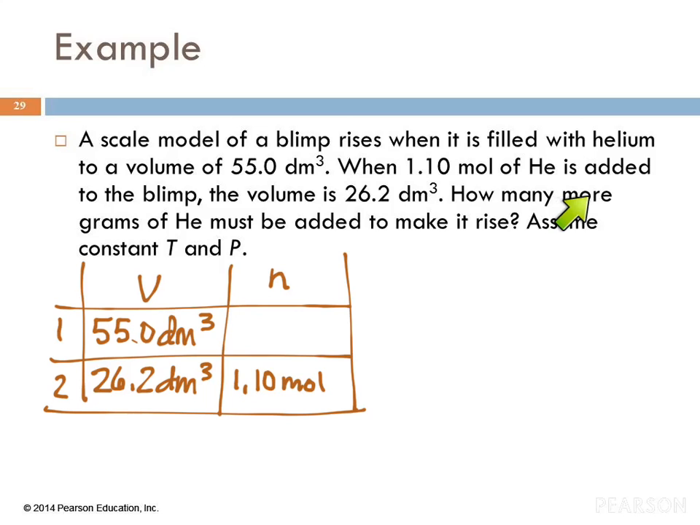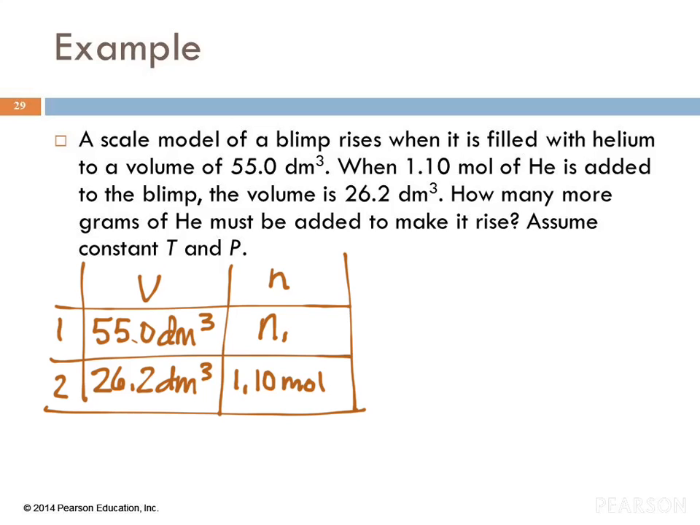And then they're saying how many more grams of helium must be added to make it rise. And we think, ooh, that sounds icky. Hey, look at the table. Look at that. There's a blank here. I could solve for that. That works. Let's do that and then see if we can figure out what to do with the rest of it. This is a problem that I would expect to be challenging for a lot of students. This requires you to think and not just to plug numbers into an equation. But we could calculate N1. So let's figure out what N1 is.